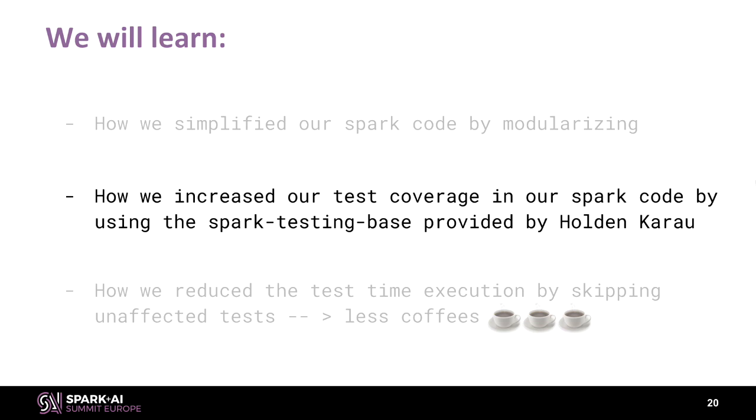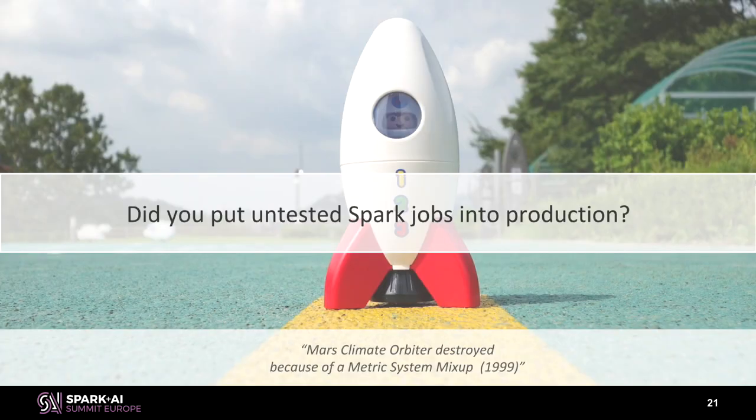Okay, this is how we split the code with the readers, writers, and the transforms. Now let's focus on how we increase our test coverage by using the Spark Testing Base library. How many of you are already using it here? Okay, only a few. The others are not testing the code? Okay, that's bad for you. That's what happens if you put untested code in production. I don't know if you're familiar with the Mars orbiter, which in 1999 was destroyed for mixing up the metric system. It was mixing metric units with the imperial system, and then it broke. So don't try to put things into production without testing.